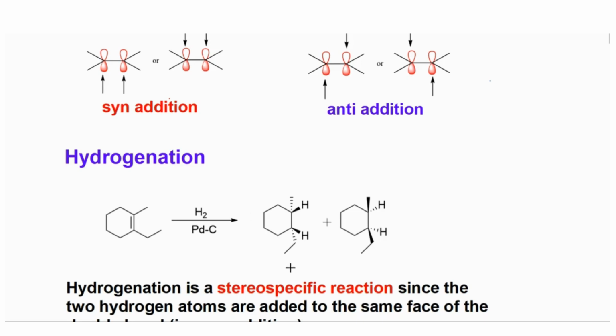So this has a chance of 50% and this the other 50%. That is the racemic mixture that you may know. I will post what a racemic mixture is, and we will discuss it in detail.